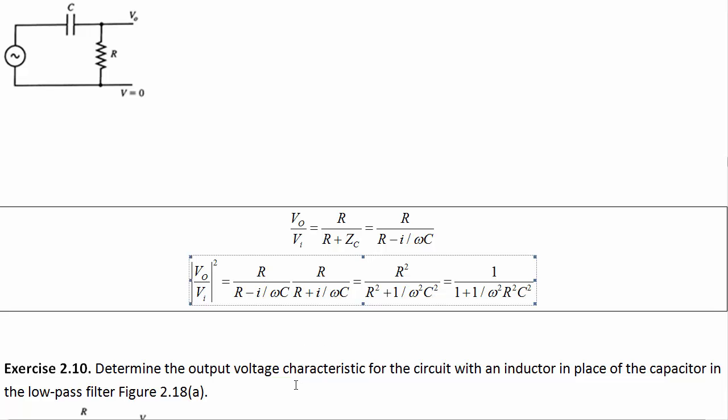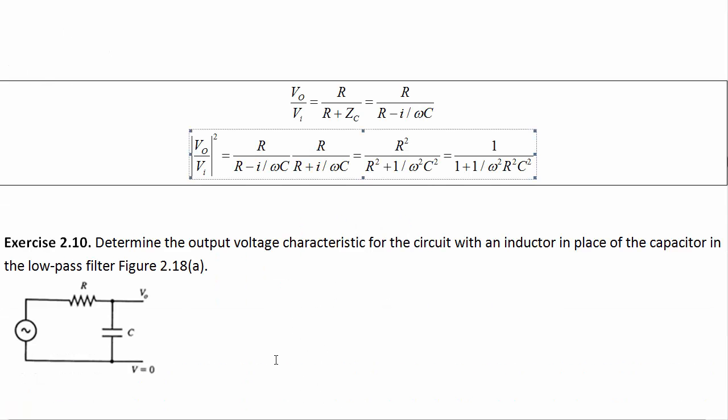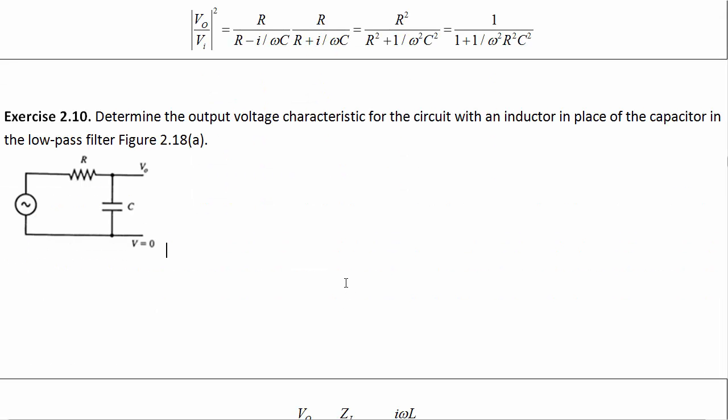Exercise 2.10. Determine the output voltage characteristic for the circuit with an inductor in place of a capacitor in the low-pass filter. So here was our low-pass filter. We put an inductor in place of this capacitor. What's the transfer function going to be? Give it a shot.